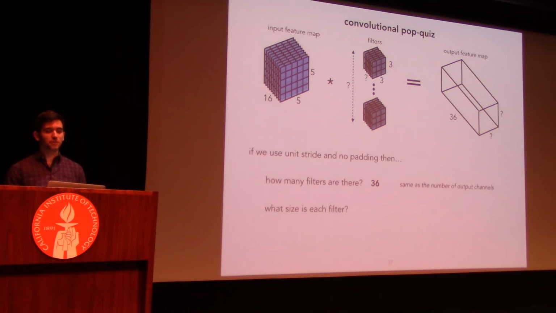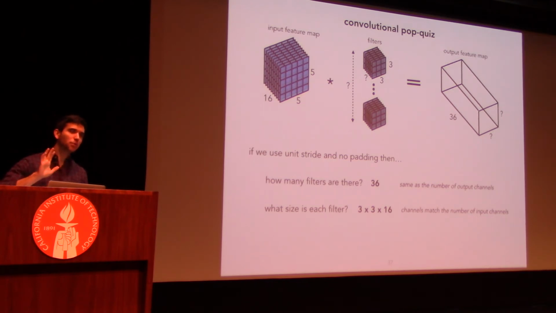And what is the size of each filter? So we already know it's a 3 by 3. What is the other dimension of these filters? 16. Yes. So each of these filters has to operate, at least in the standard convolutional setup, on all of the input features. So that means that each filter is going to be a 3 by 3 height and width spatial extent that is operating over all 16 input features. So each filter is a 3 by 3 by 16 tensor.